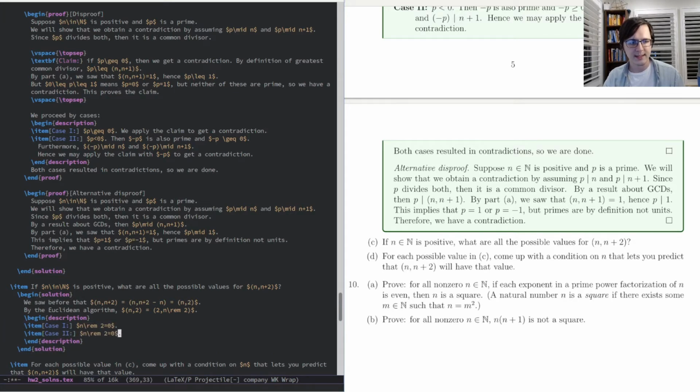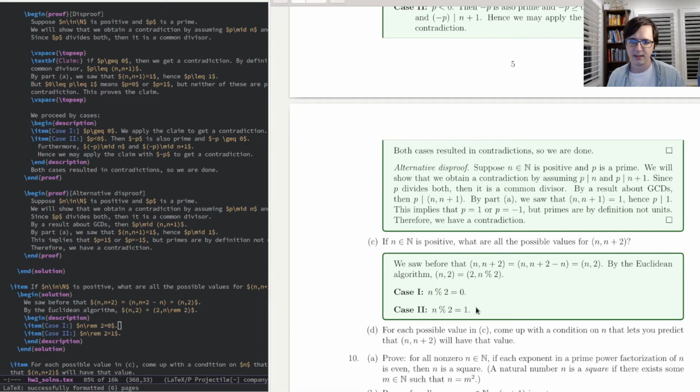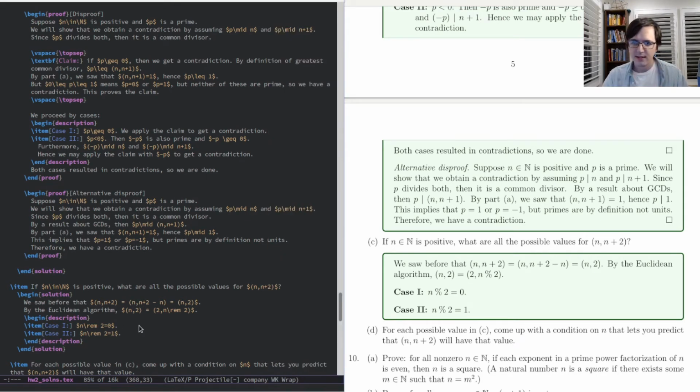So the second case is when it's 1, the first case is when it's 0. When it's 0, then, where are we? N plus 2 is 2, and remainder 2 is 2, 0, which is 2. Then, now the second case, let's just copy paste that. 1, 1.